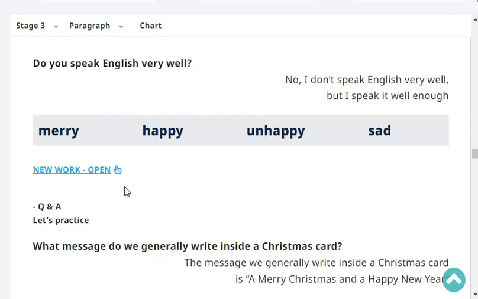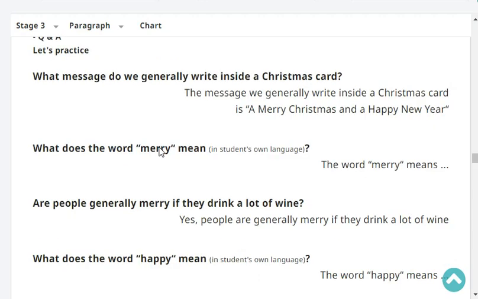Do you speak English very well? No, I don't speak English very well, but I speak it well enough. Very good. What message do we generally write inside a Christmas card? The message we generally write inside a Christmas card is Merry Christmas and a Happy New Year. Very good.